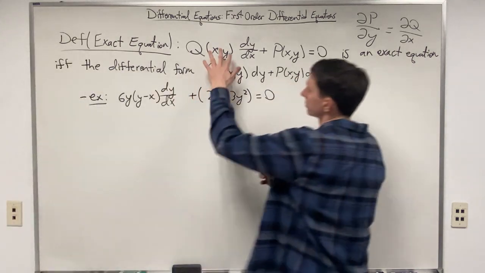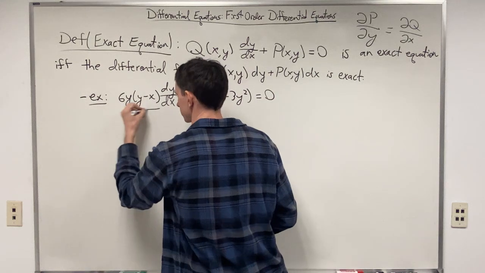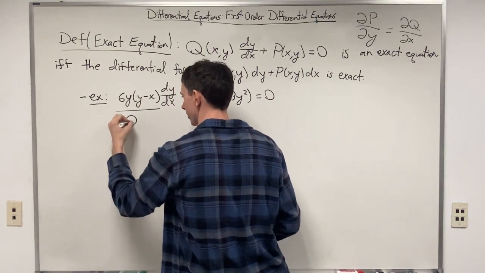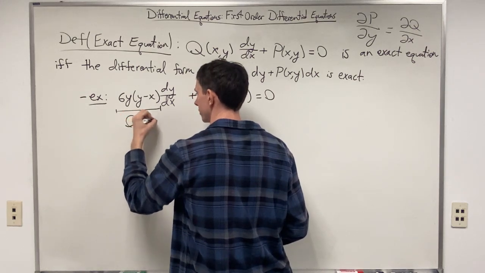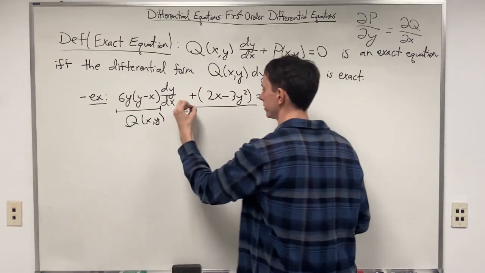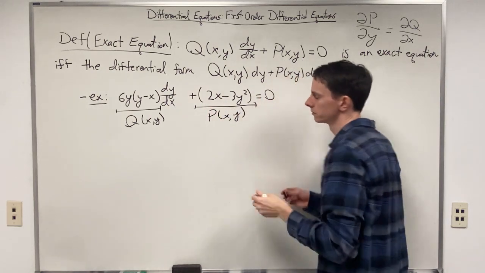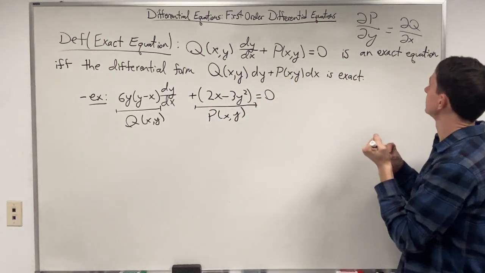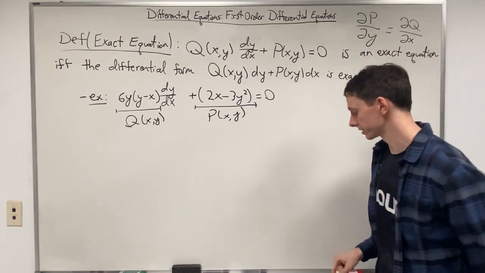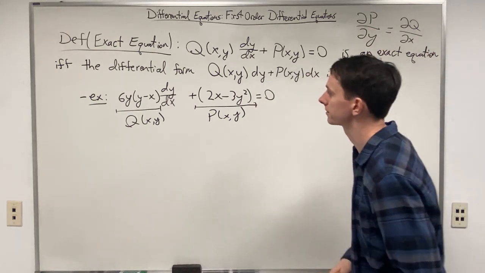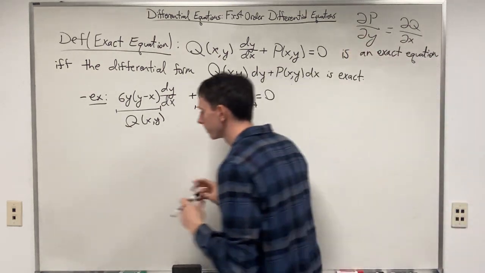So q is all the stuff attached to the first derivative. That's going to be this part right here. So this is our q. And then this part right here is going to be our p. Okay. Now we just need to see if this equation is true to determine whether or not this specific differential equation is exact. So let's first take partial p partial y.